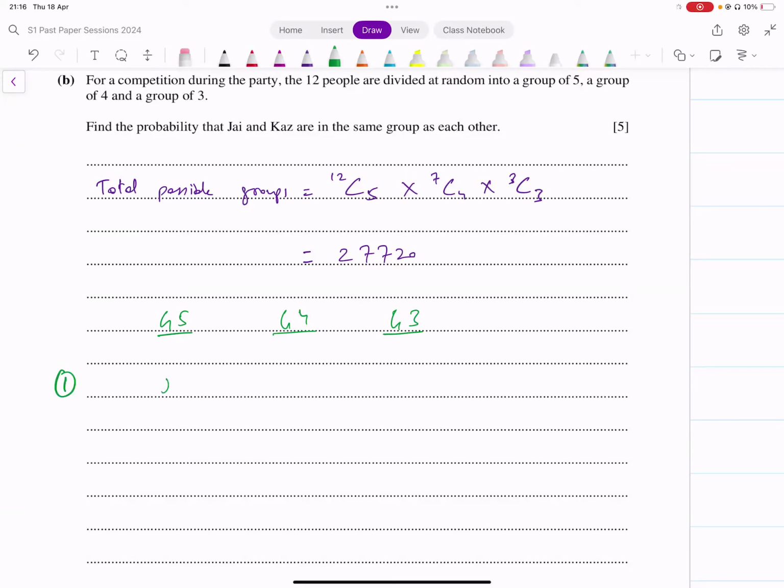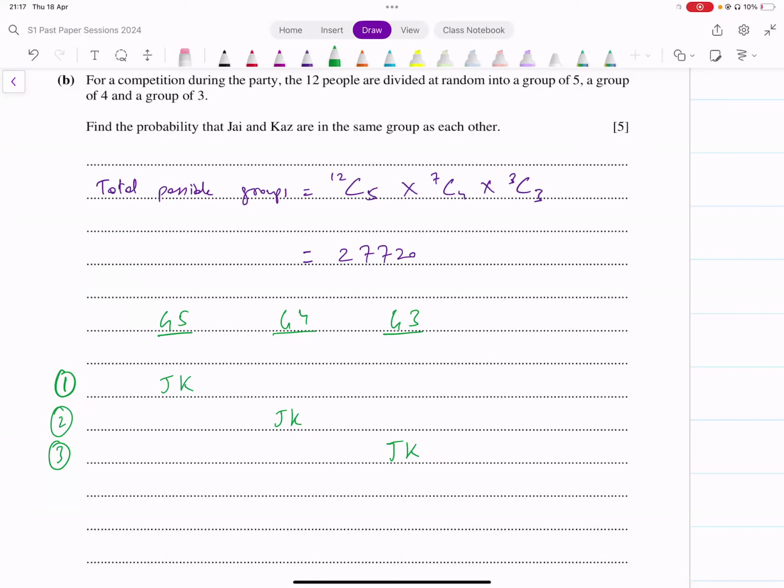One case, the couple is in this group. Second case, the couple is in this group. And third case, the couple is in this group. These are the 3 cases that we've got. If the couple is in the group of 5, now they are already there, right?